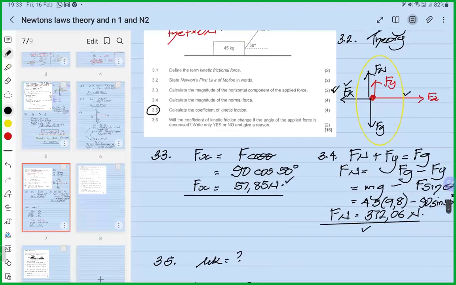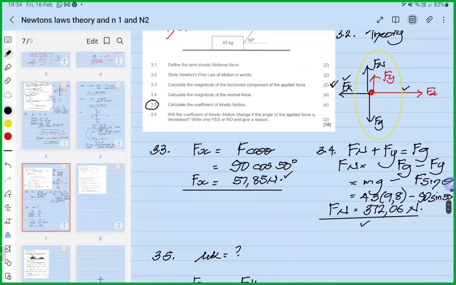And then the last one should be a nice simple theory question. Will the coefficient of kinetic friction change if the angle of the applied force is decreased? Will the coefficient of kinetic friction change? Anyone? Yes or no? The answer is no.